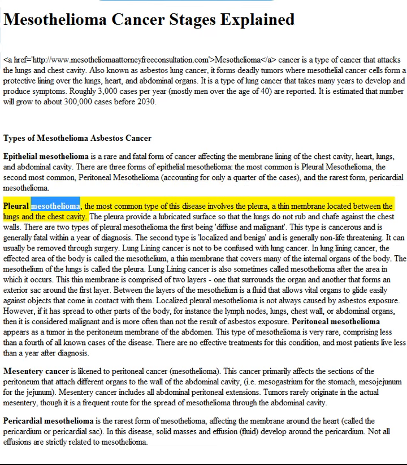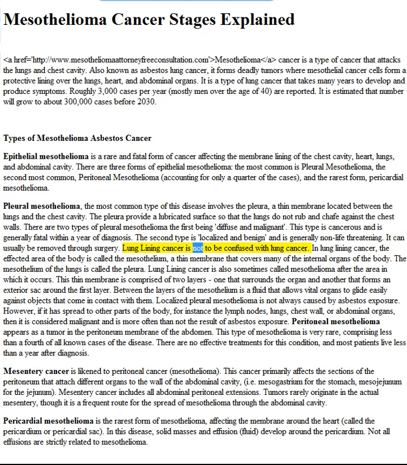Pleural mesothelioma. The most common type of this disease involves the pleura, a thin membrane located between the lungs and the chest cavity. The pleura provide a lubricated surface so that the lungs do not rub and chafe against the chest walls. There are two types of pleural mesothelioma, the first being diffuse and malignant. This type is cancerous and is generally fatal within a year of diagnosis. The second type is localized and benign and is generally non-life-threatening. It can usually be removed through surgery.